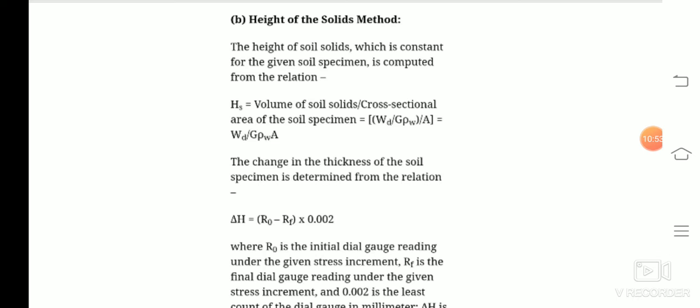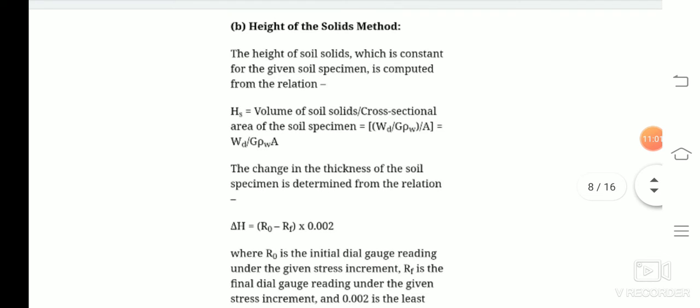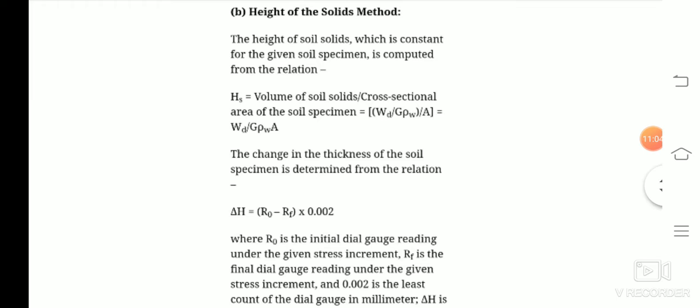This height of solids, which is constant for the given soil specimen, is computed from the relation Hs equals Wt divided by G rho W divided by A, which equals Wt divided by G rho W into A, where Hs is the volume of the soil solids divided by the cross-sectional area of the soil specimen.